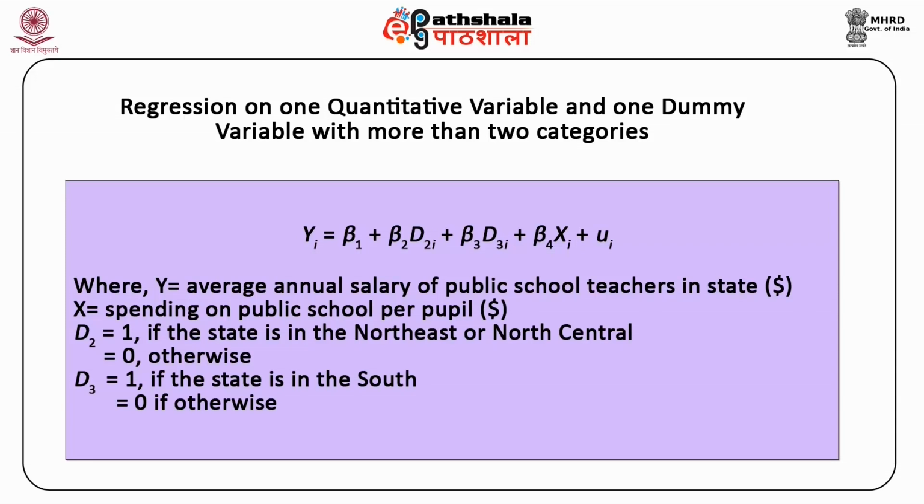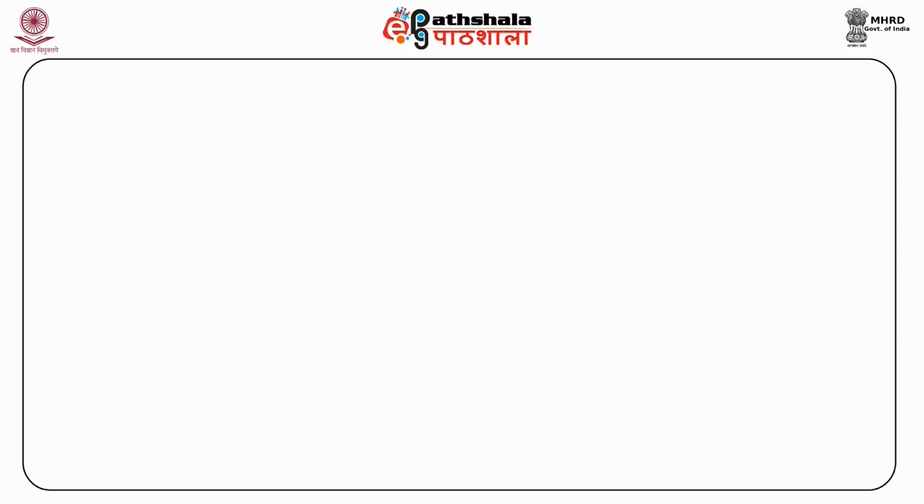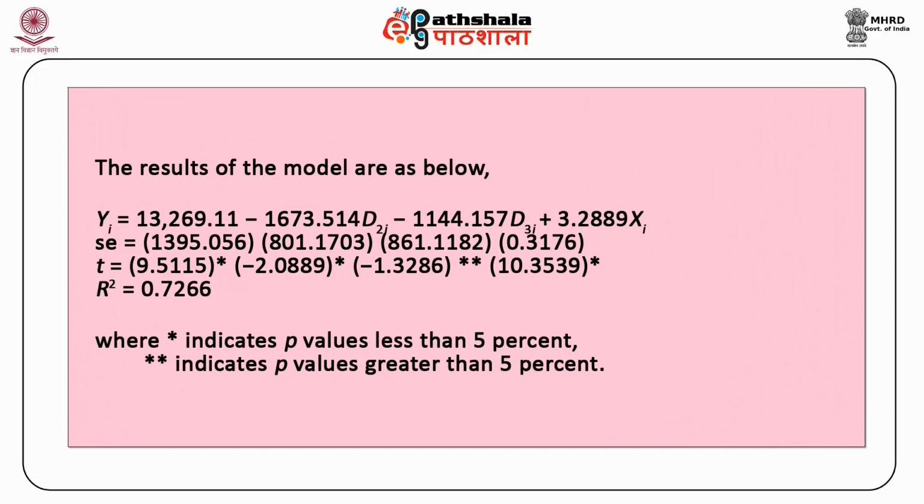It is important to note that there are two qualitative variables and one quantitative variable X. Also remember, X is known as a covariate in the case of ANCOVA models. The results of the previous model are as below.